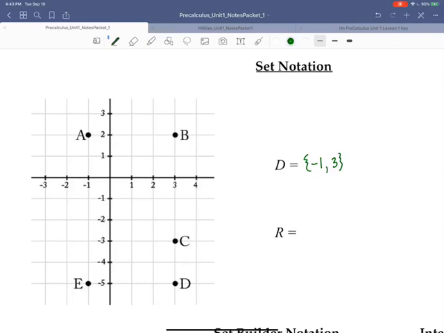The range includes all of the y values that we see here. So E and D both have y values of -5. C has a y value of -3. And A and B have y values of 2. So the domain of this relation is the set including -1 and 3. And the range of this relation is the set containing -5, -3, and 2.